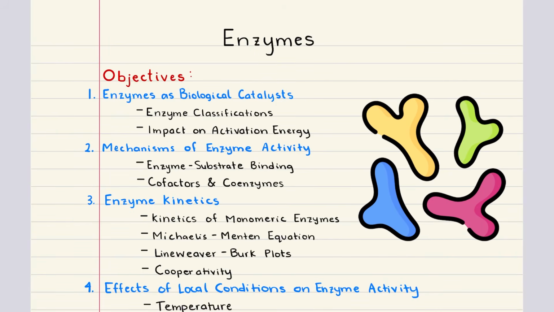Today, we're going to be covering Chapter 2 in our MCAT Biochemistry series, and this chapter is titled Enzymes. Here we're going to cover the following objectives. First, we're going to talk about enzymes as biological catalysts. That means we're going to look at what enzymes do, how they affect reaction rates without being consumed, and the different classes of enzymes based on what types of reactions they catalyze.